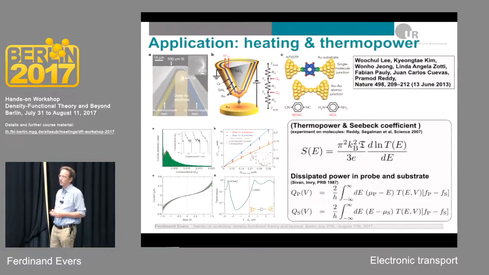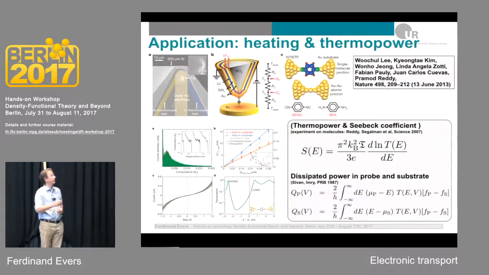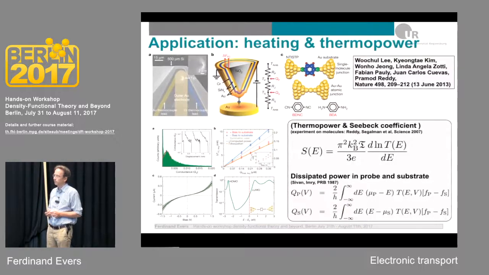You can also calculate things related to thermal transport. This is a very busy slide. I'm not going through this at all. I just wanted to tell you that in experiments you can also measure, for instance, the Seebeck coefficients. Seebeck coefficients tell you the following.